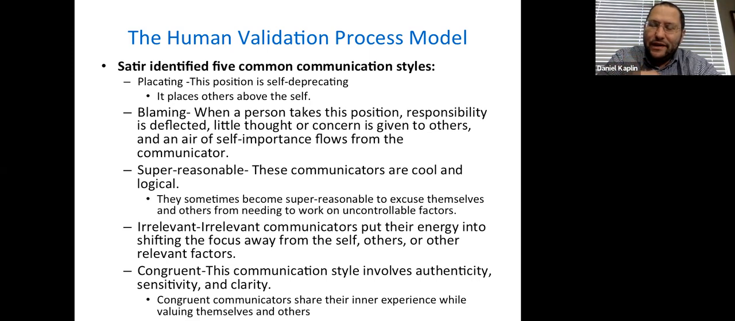So it's kind of this over-intellectualization to avoid having to deal with the uncontrollable factors and addressing the work that needs to happen. So, irrelevant communication. They might have distractors. They might bring up unrelated topics to bring the focus away from either themselves or the family or the work at play. So these are the four communication styles that are very, very problematic.